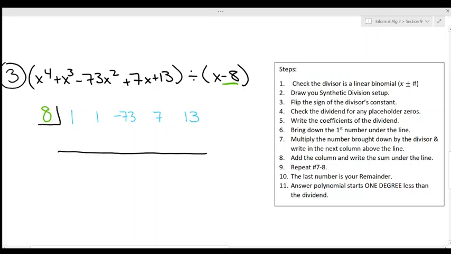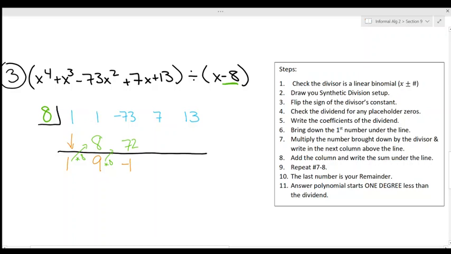Okay, now we have to bring down our first number under the line. So we bring down that 1. Then we take that 1 and we multiply it by our divisor. So we're going to multiply by 8. So 1 times 8 is 8. Now we're going to add 1 plus 8. What is 1 plus 8? Do you guys know that? It's 9. Sorry. Then we do 9 times our synthetic divisor. So we do 9 times 8. 9 times 8 is 72. -73 plus 72 gives us a -1.